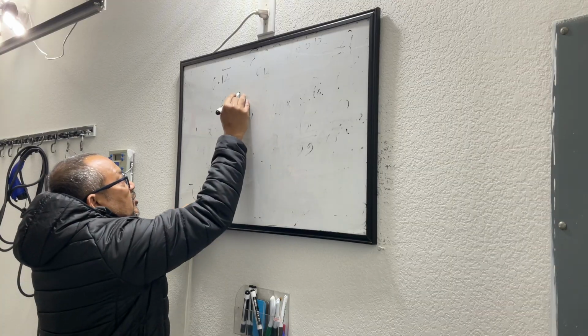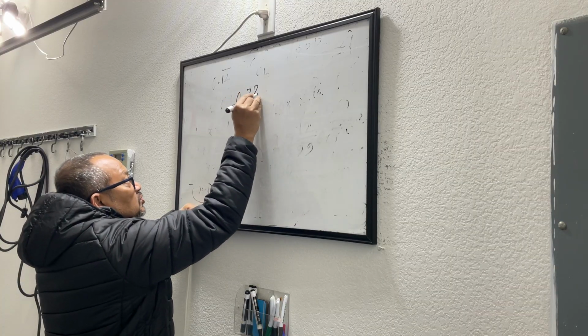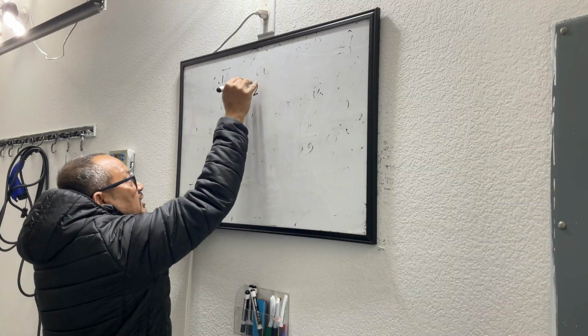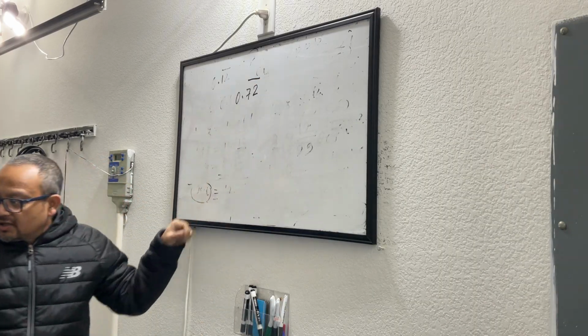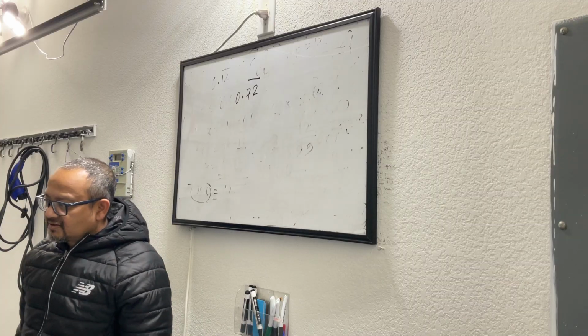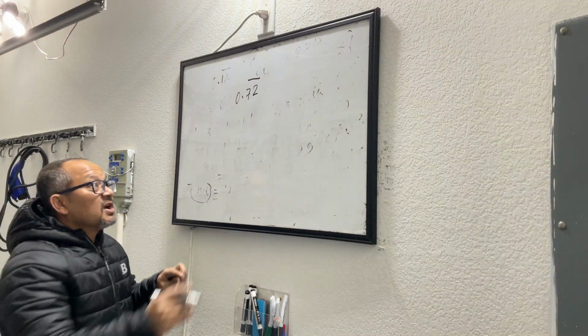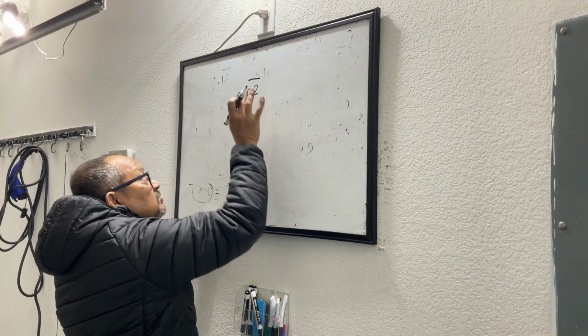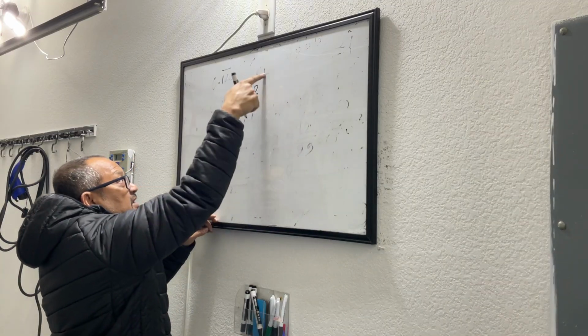Convert 0.72 into a fraction. So I'm giving you guys two problems. Convert 0.72 into a fraction. Again, this is a repeating 72.